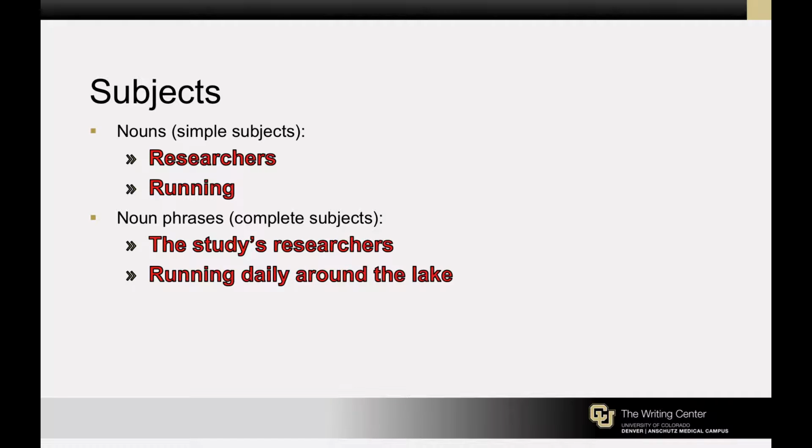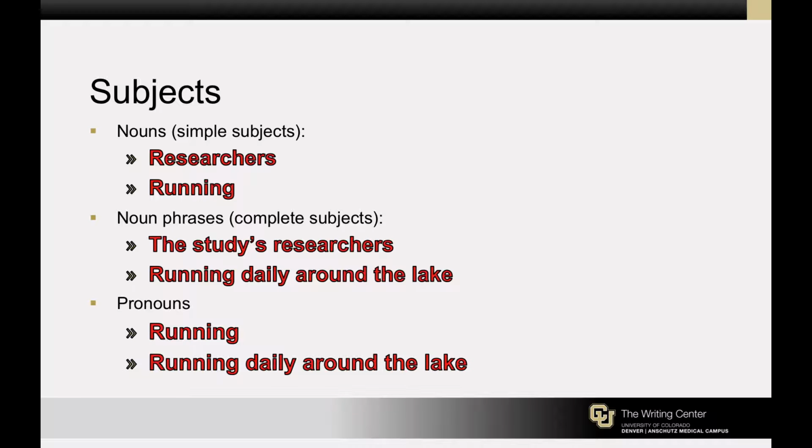Another kind of subject is a pronoun. Pronouns are more general words like they or it that stand in for more specific nouns. We can replace both simple and complete subjects with pronouns. So running, a noun, or running daily around the lake, a noun phrase, can both be replaced by it. This is a helpful test. If we can substitute a pronoun for a word or phrase, then we know it's a noun or a noun phrase.